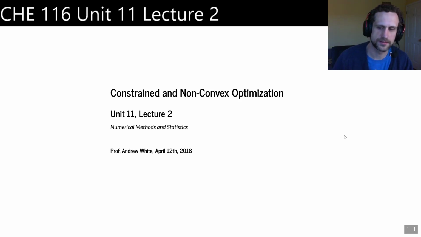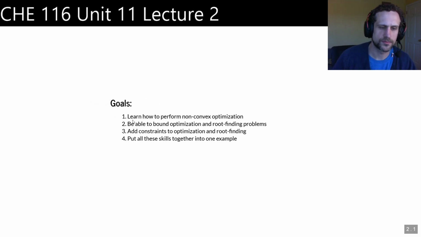So today's lecture is on constrained and non-convex optimization. In our last lecture, we saw how to do optimization. And remember that optimization is about minimization, maximization, and root finding. So we're going to tackle non-convex optimization. Last time we saw what is a convex optimization, what is non-convex optimization. We'll see one approach for non-convex optimization, and then we're going to look at adding bounds and constraints.